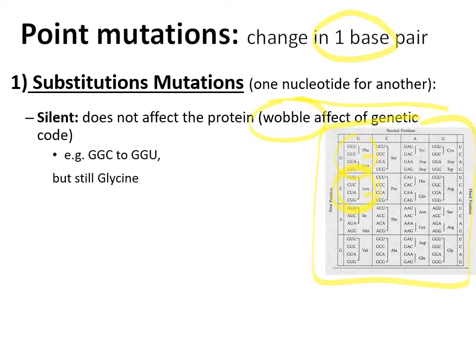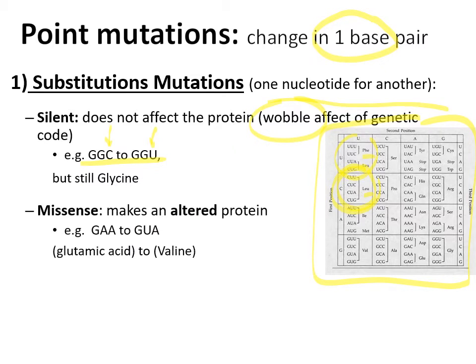They could be silent, and this is again those wobble effect ones. If it's affecting the third letter, it's going to be a silent mutation. And again, an example here with glycine: if it's the third letter that's changed from a C to a U, yes, that is a mutation, but it is silent. It does not have an effect. It does not change the amino acid, and therefore there'd be no change in the protein itself.